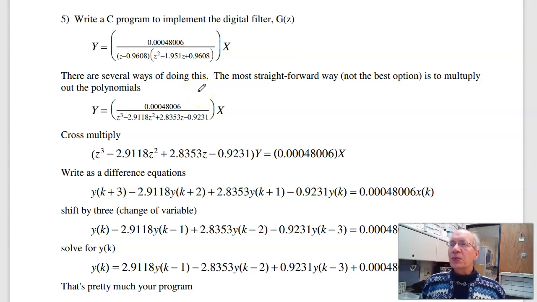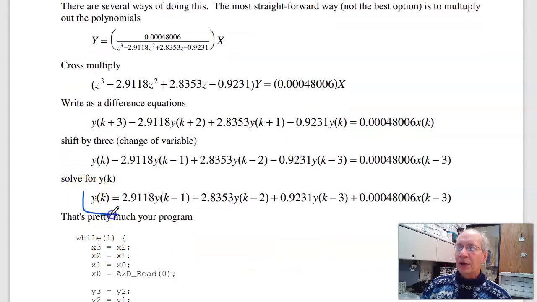Problem 3 is the reason we like the Z-plane: it's really easy to write programs to implement that. The trick is, given the transfer function, multiply it all out, cross multiply, note that Z means next value, do a time shift, that's a change in variable, shift everything by 3, solve for y of k, and there's your program. So this is the difference equation corresponding to that transfer function.